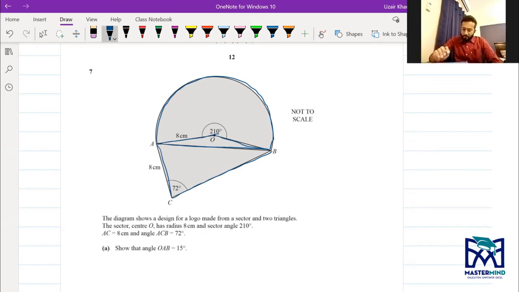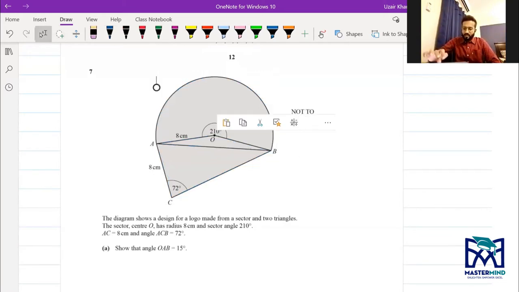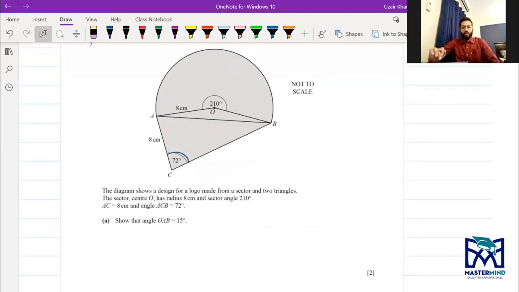Okay. So the sector with center O has a radius 8 centimeters and a sector angle of 210 degrees. The length AC is 8 centimeters and the angle ACB, which is over here, is 72. Now the first part is saying show that the angle OAB is 15 degrees. Now OAB is basically this angle right here because it's coming from O, it's at A, it's going all the way to B.